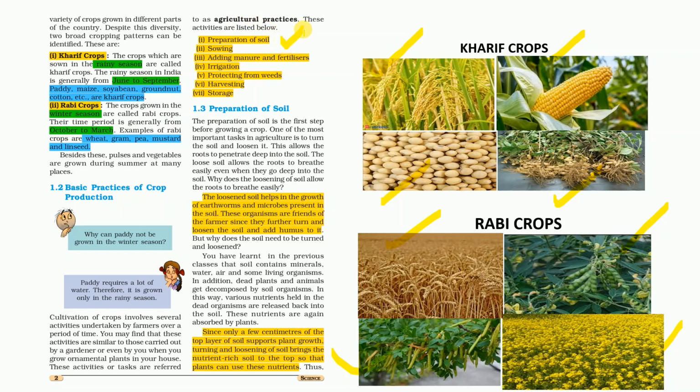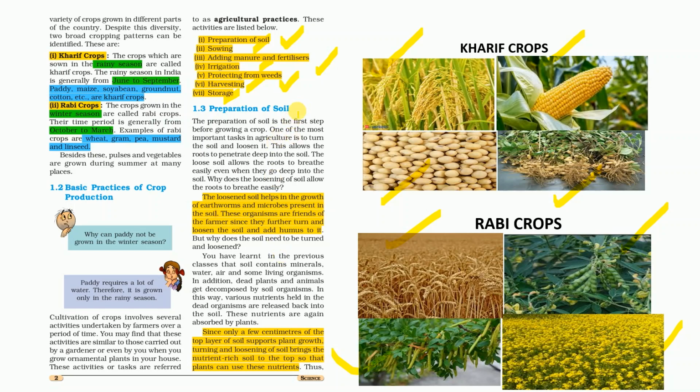So the steps which are followed by the farmers to grow crops are, first of all, the preparation of the soil, the sowing of the seeds, adding manures and fertilizers to the field, and irrigation of the field, protection from weeds and pests, and harvesting, and at last the storage.